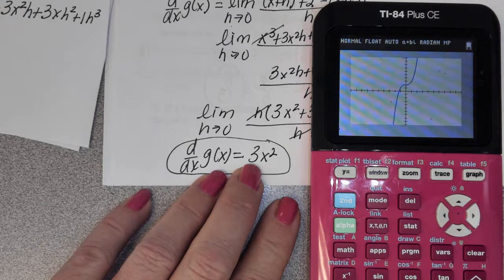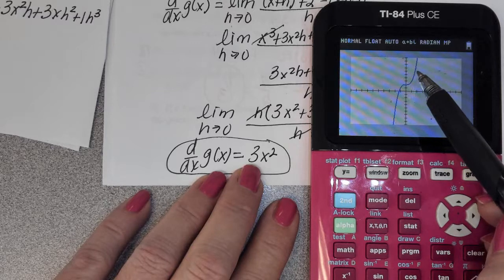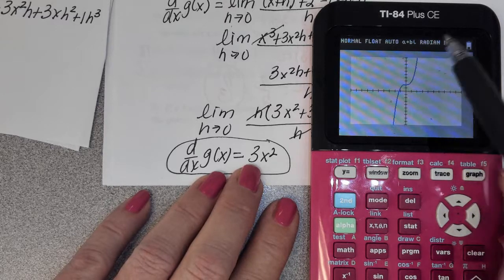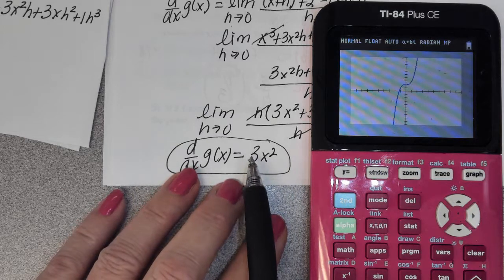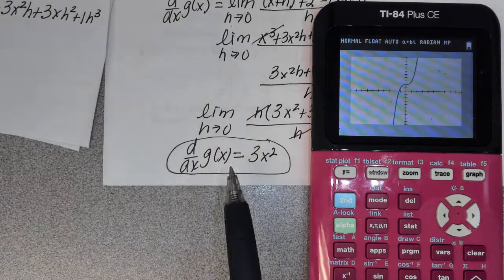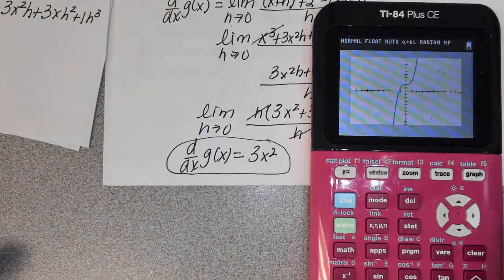What would you think would be true of the slope at, say, 4? See right here at 4? Can you see how steep that slope would be right there at 4? Plug in 4. 4 squared is 16 times 3 is 48. The slope is 48 right there. Very steep slope. Kind of almost like a vertical line.